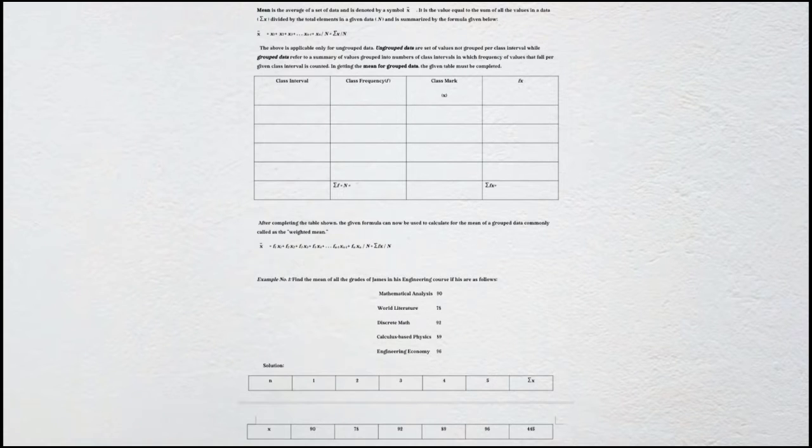Now, solution. Since we have 5 subjects, our n is 1, 2, 3, 4, 5. And of course, for the x, we have the sum of 445. So we're going to use the formula: mean is equal to the sum of x over n. Substitute. So 445 over 5 is equal to 89. So the mean of all the grades of James in his engineering course is 89.